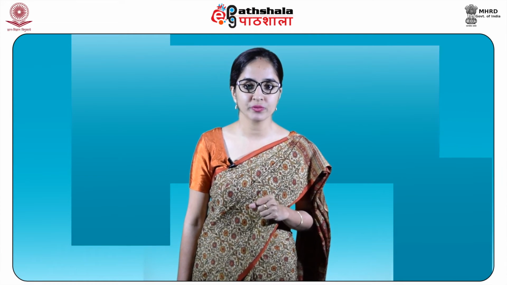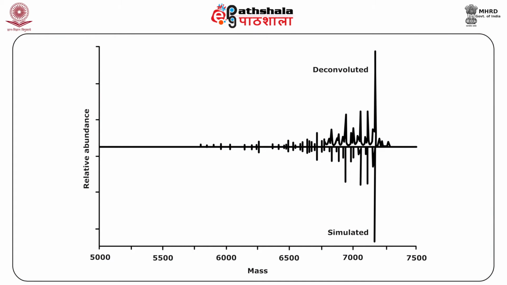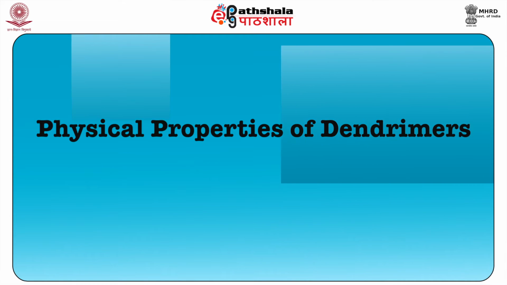The simulated spectrum, which agrees well with experiment, gives a polydispersity index of 1.002. This is equal to Mw by Mn, that is the ratio of observed versus theoretical molecular weight, and a dendritic purity of 23%. Here it is shown to you in this figure, the experimental and calculated ESI-MS spectra of polypropylene imine dendrimers. Now come down to the topic of physical properties of dendrimers, students.